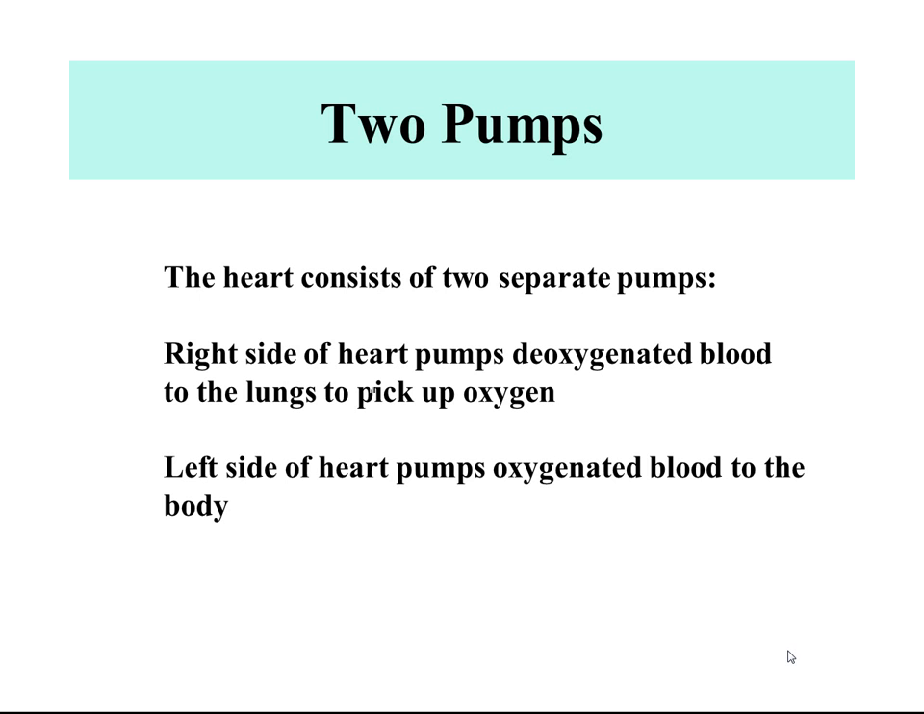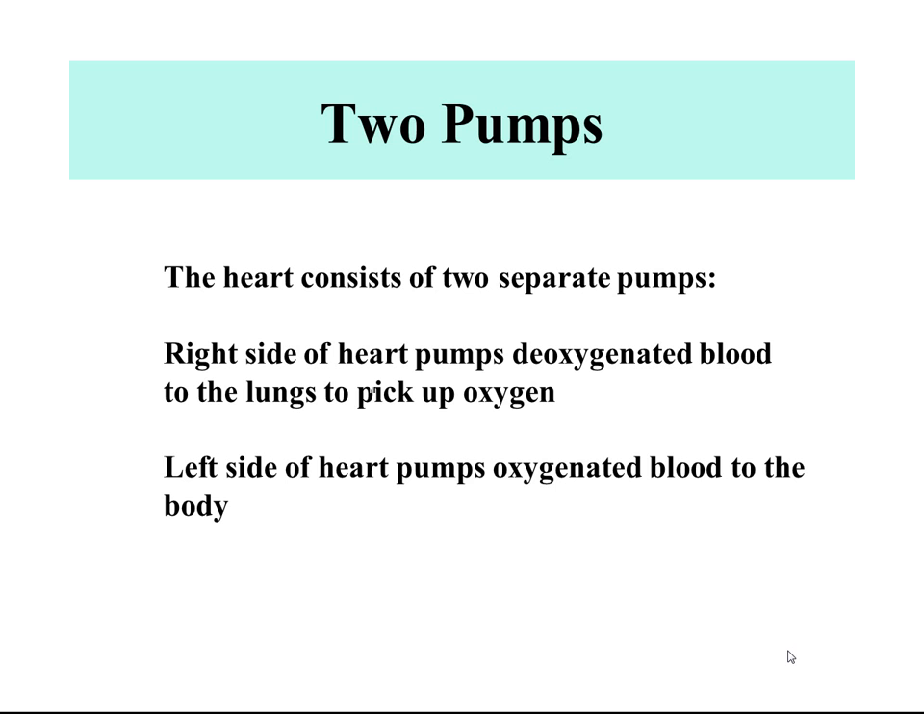There are basically two pumps. The heart consists of two separate pumps. The right side of the heart pumps the oxygen poor or deoxygenated blood to the lungs so that the blood can pick up oxygen. You have an exchange of carbon dioxide leaving the blood, and then oxygen moving into the blood by a process called diffusion. The left side of the heart pumps oxygenated blood to the body.